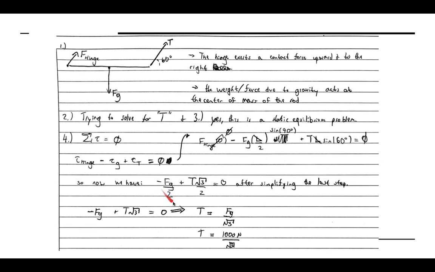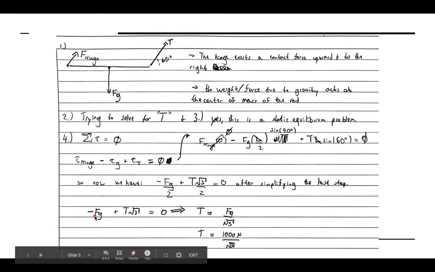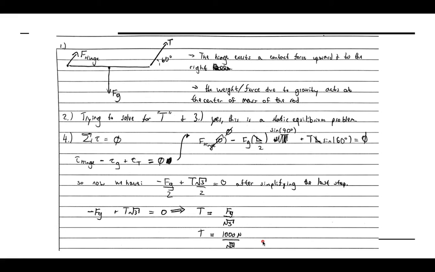So now we can get rid of the 2 in this equation by multiplying both sides by 2, which gives us minus Fg plus tension times rad 3 equals 0, or tension equals the force due to gravity divided by rad 3, which we get after solving this equation for tension. So that's going to give us tension equals 1,000 newtons divided by rad 3, which we can leave as that, and if you want the full answer, you can put it into a calculator.